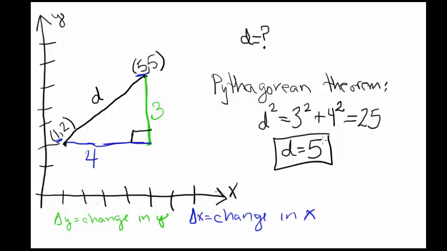Now, D squared equals 25 has two solutions, positive 5 and negative 5. But we take the positive root because we want a length. So there's an example where we've found out that the distance between 1, 2, and 5, 5 is 5. Let's see what this looks like with more arbitrary points.